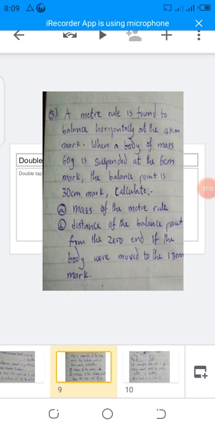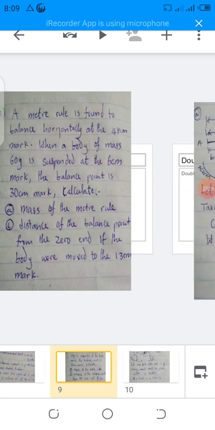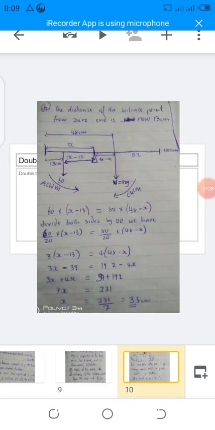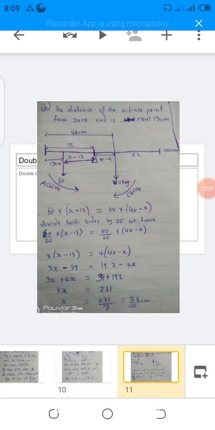Let's go to question B. Distance of the balance point from the zero end if the body were moved to the 13 centimeter mark. What the question is telling us is that from point A, that 60-gram mass was suspended; if we move it to the 13 centimeter mark from the end A, as you can see from the diagram, the support will be shifted in order for the object to be balanced.